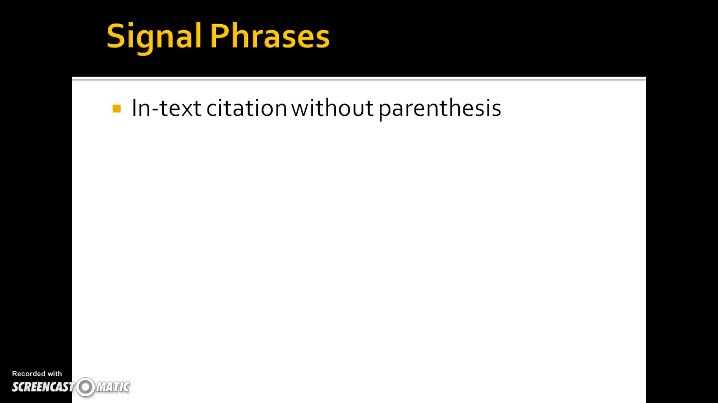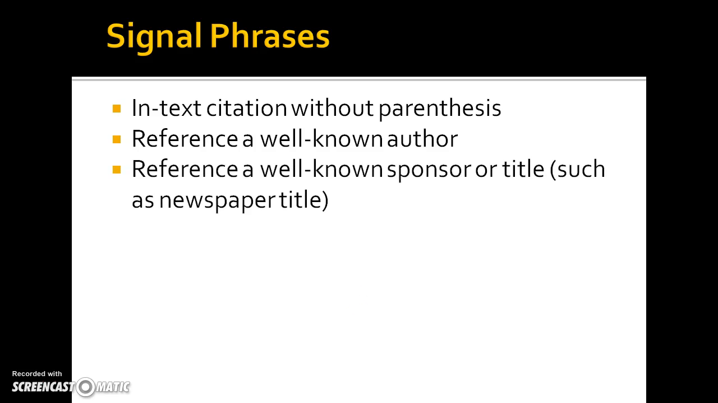Signal phrases is our last subject, and a signal phrase is basically an in-text citation without a parentheses. And this is how your book sets it up for you. When you're referencing a source, you either have the option to put the reference in parentheses or in the sentence itself. You don't need both. You might use a signal phrase, for example, to reference a well-known author. You might use it to reference a well-known sponsor or title, such as a newspaper title.